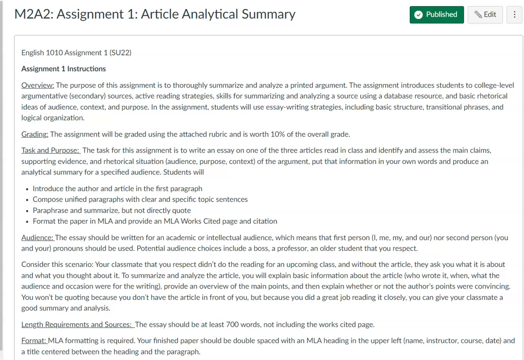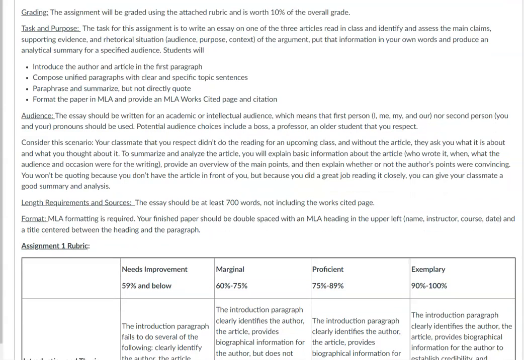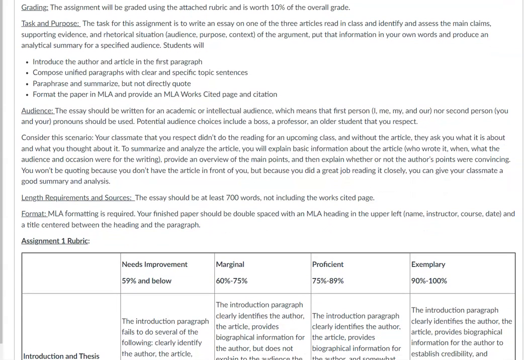It's worth 10% of your overall grade, and your task is to read one of the 3 articles and then follow a pattern for an analysis essay. You need to introduce the author and the article in the first paragraph. You need to write clear paragraphs with topic sentences focused on the article that make a point about whether or not the author was effective.